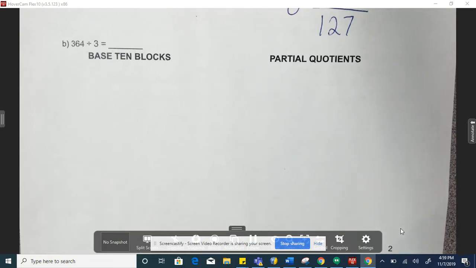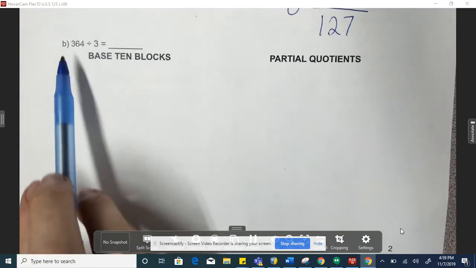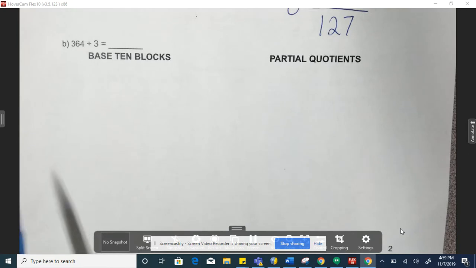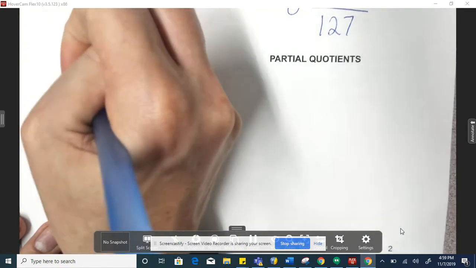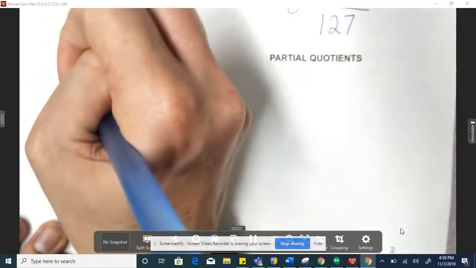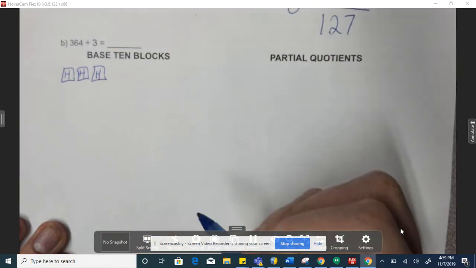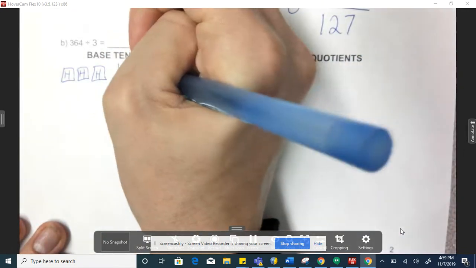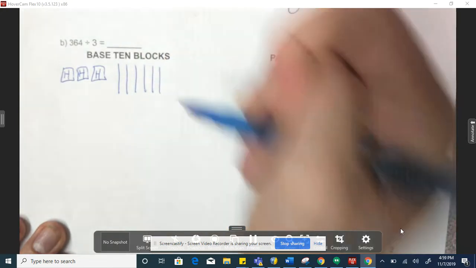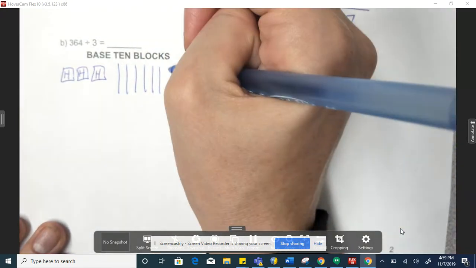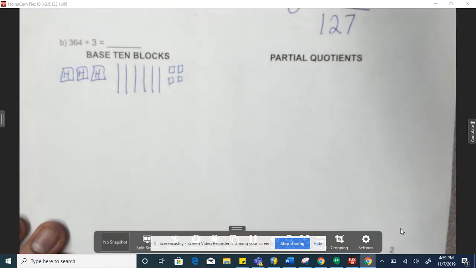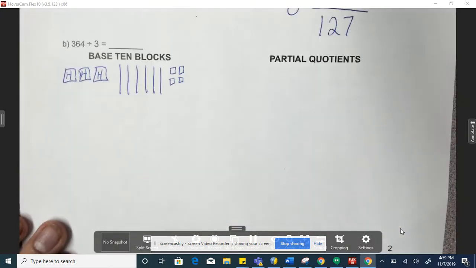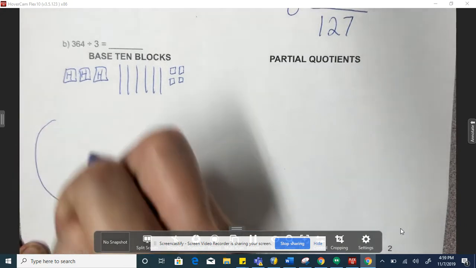All right, so next one, we're going to do the same thing. We're going to divide 364 divided by 3. This time we're going to be representing 364 with our base 10 blocks. So we have 3 hundreds, 6 tens, and 4 ones. We're splitting this between 3 groups, so we're going to draw 3 groups at the bottom.